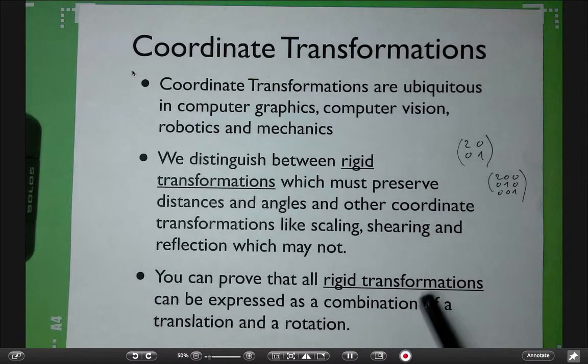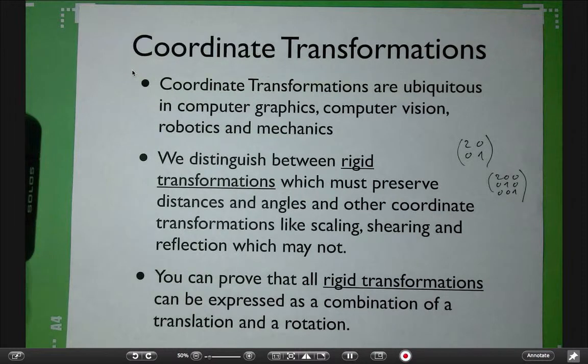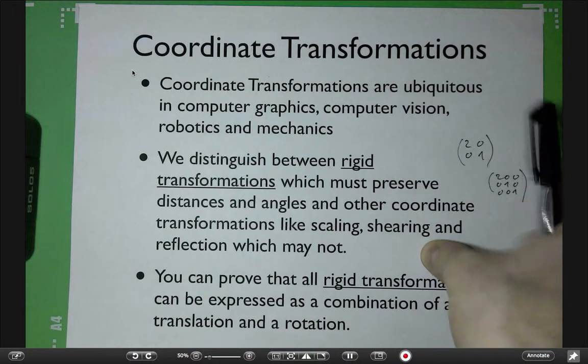What is cool and maybe not completely trivial is that any transformation of a rigid body can be expressed as a composition of a translation and a rotation. So if I have a rigid object like this pen, no matter what I do to it, I move it from one position to another, I can always find a translation and rotation that will be equivalent to doing that motion. It's actually sort of cool to show this in 2D. Let me show you a 2D example.